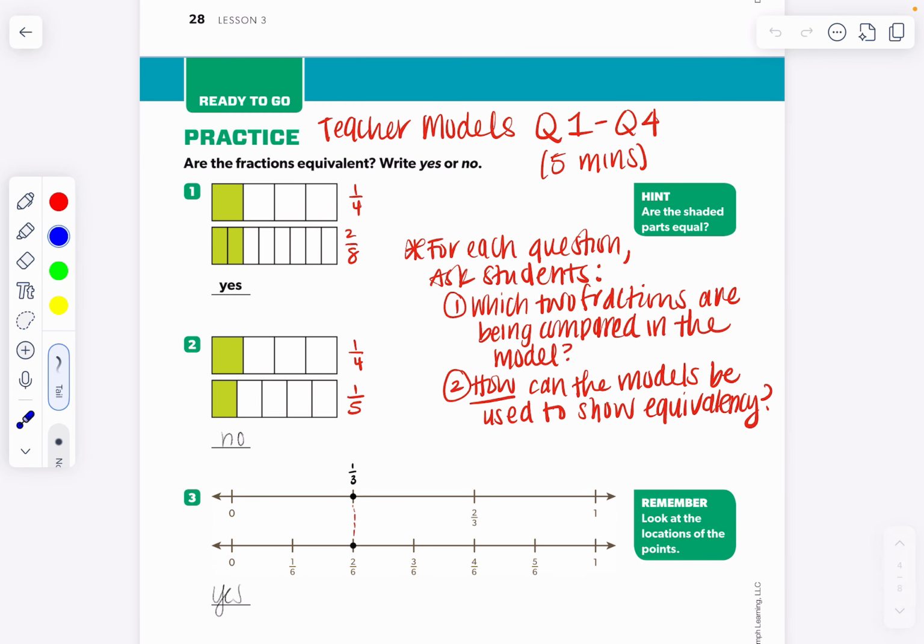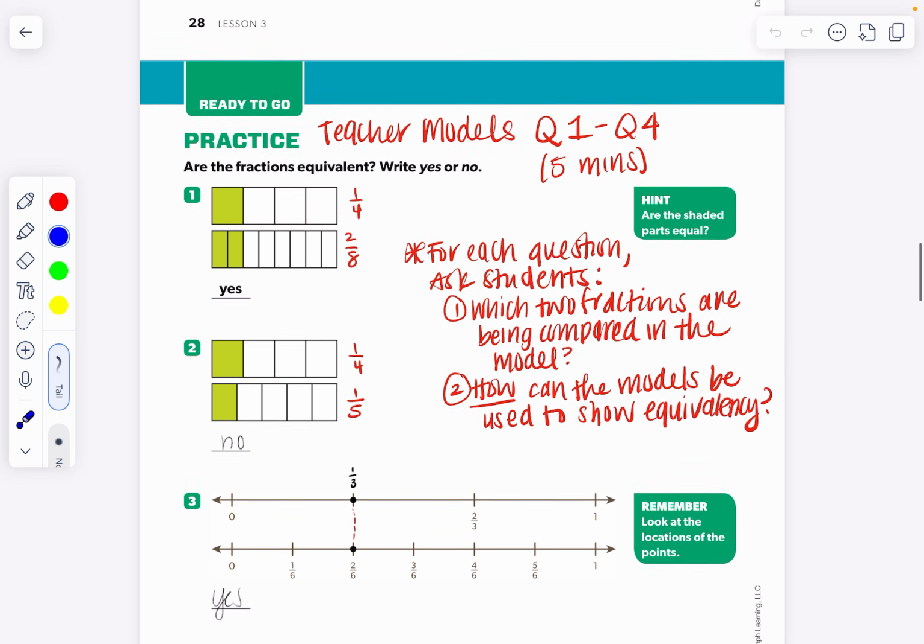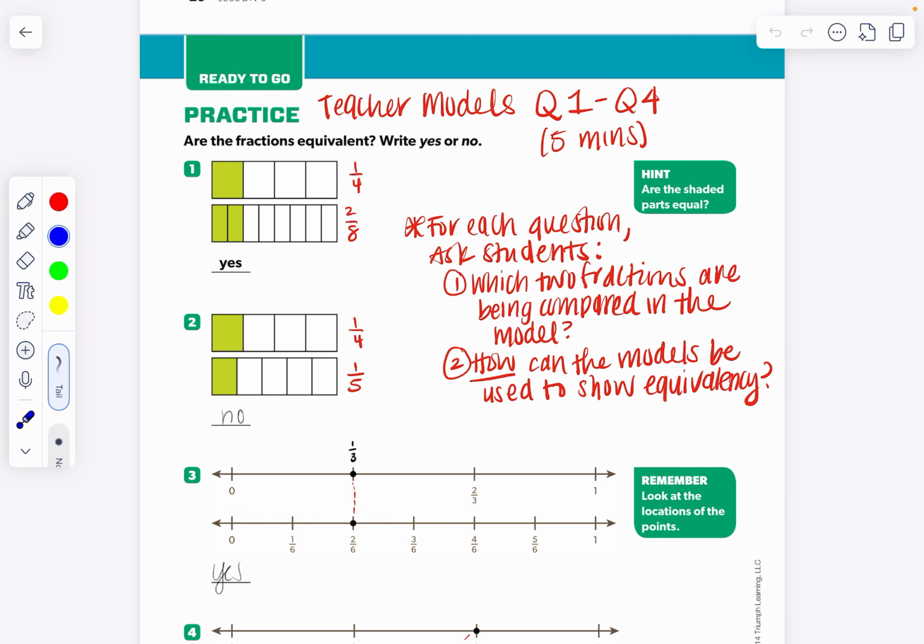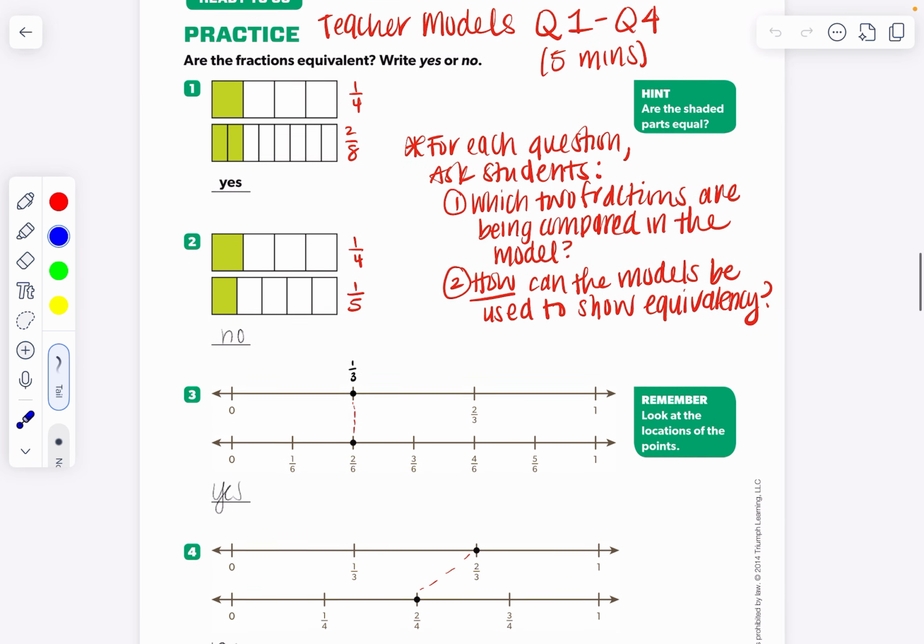So you are going to start with 5 minutes of a model for questions 1 through 4. The first question asks you, well, all 4 of these questions ask you whether the fractions are equivalent based on the model, right? And so for the first 2, the fraction strips are aligned. I first want you to ask students which 2 fractions are being compared in the model. So you can call on different students.